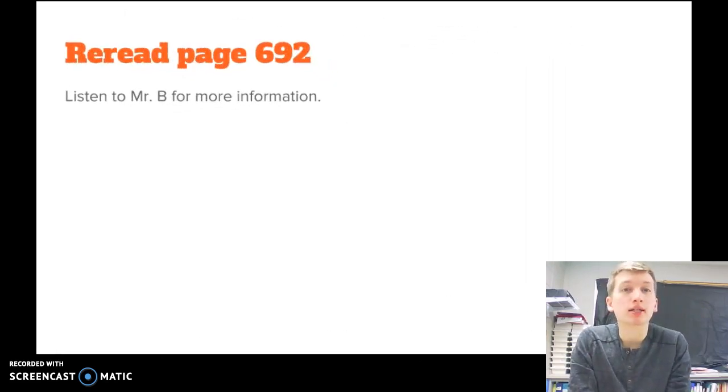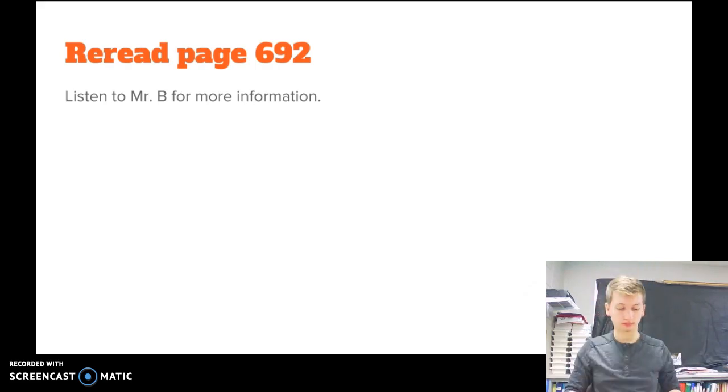Now reread page 692 and then listen to me for more information. So coast redwood trees have several ways of reproducing. Reproducing means that a species, either plant or animal, has babies or has young. So a tree is going to reproduce into a sapling, and that sapling will grow into a tree, and that tree will reproduce. So these coast redwoods do produce seeds that fall to the ground.